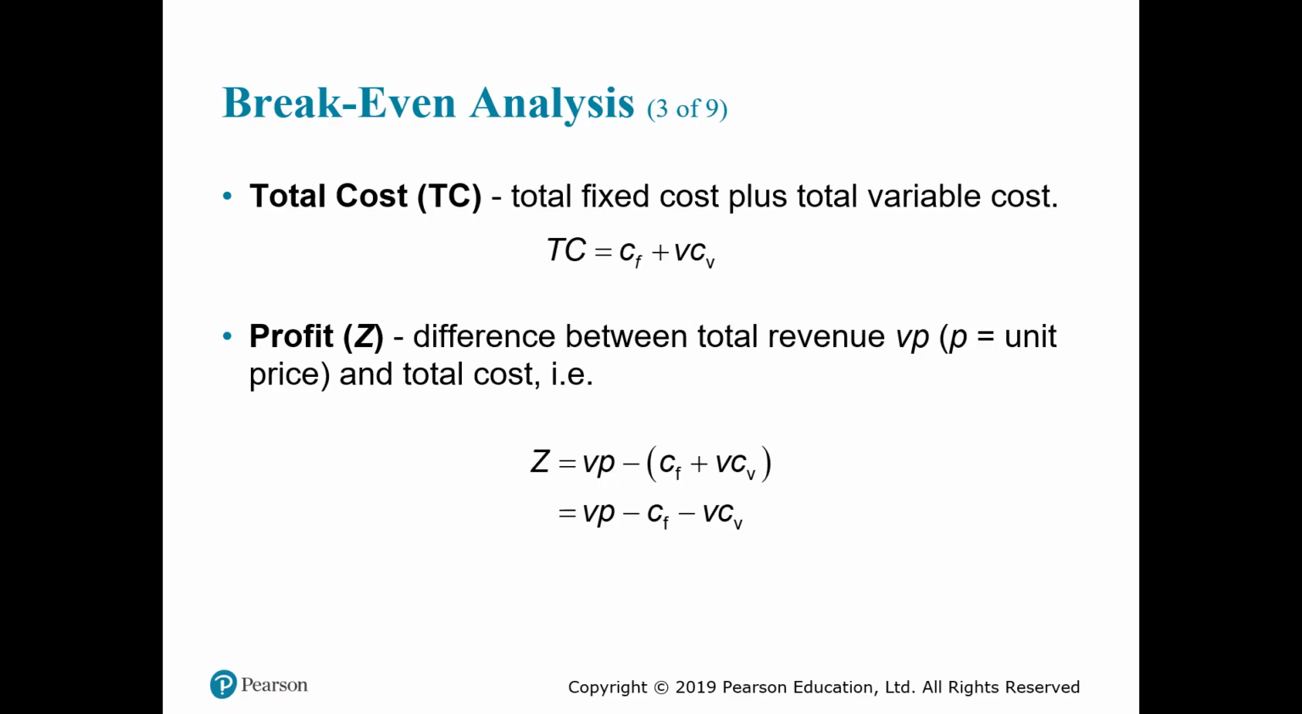So therefore, the break-even point, if we make B the subject here, will be equal to our fixed cost divided by our price minus the variable cost. So this formula is very simple but important. Break-even point is simply fixed cost divided by price minus variable cost. That's your break-even.